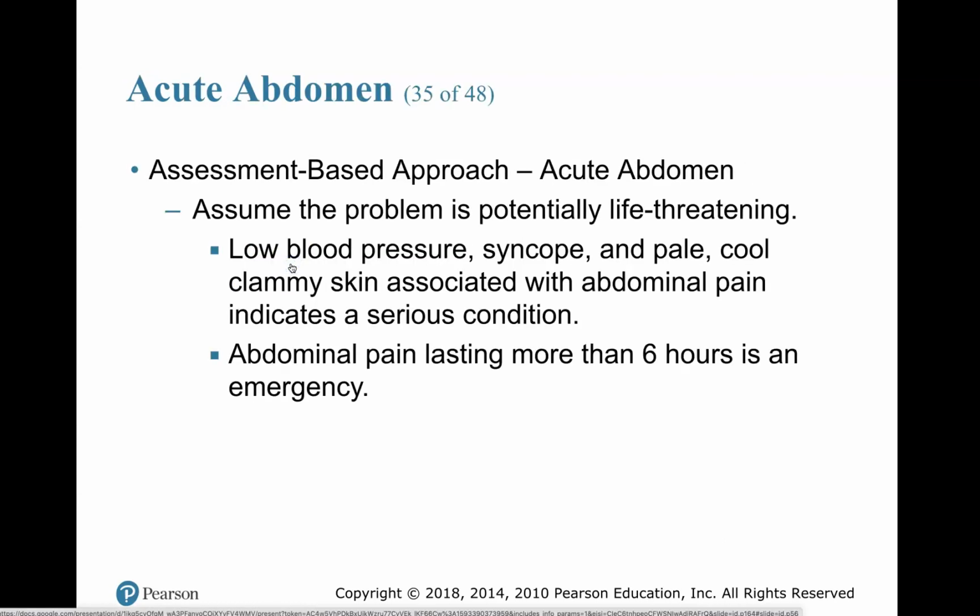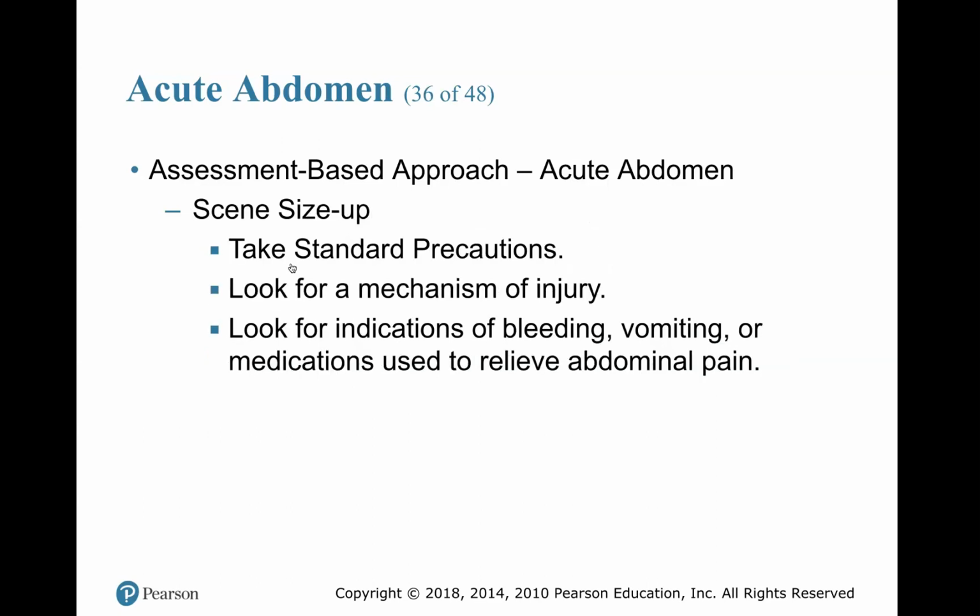Assume the problem is potentially life-threatening. Low blood pressure, syncope, and pale, cool, clammy skin associated with abdominal pain indicates a serious condition. Abdominal pain lasting more than 6 hours is an emergency. In your scene size up, take standard precautions, look for a mechanism of injury, and look for indications of bleeding, vomiting, or medications used to relieve abdominal pain.